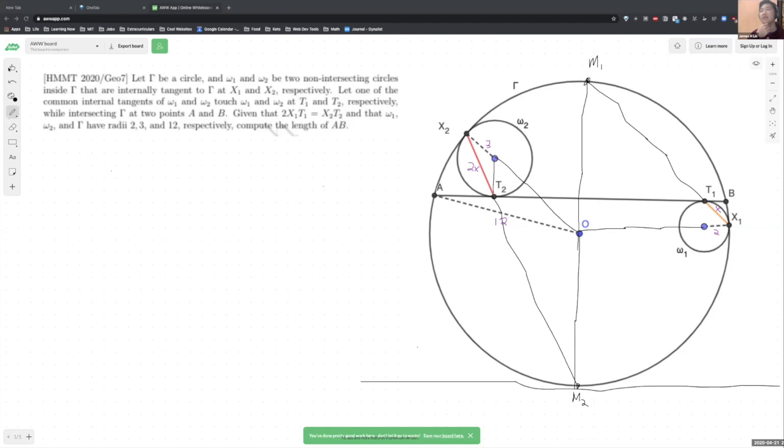Do people have ideas? Are you referring to the shooting lemma? I don't know what that is either. I think I saw what the shooting lemma was on some HMMT solution, but I don't know. Oh yeah, it's that M2A squared is equal to M2T2 times M2X2. Oh yes, that is what I'm referring to. I don't know where the name shooting lemma comes from. I think it's from 107, but I'm not sure.